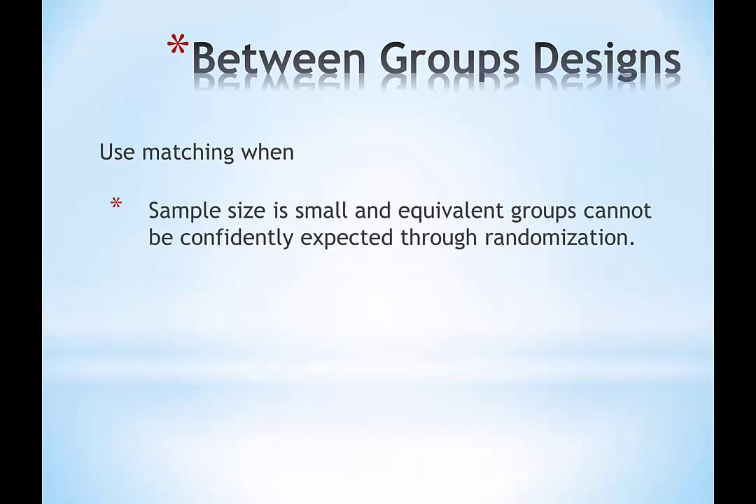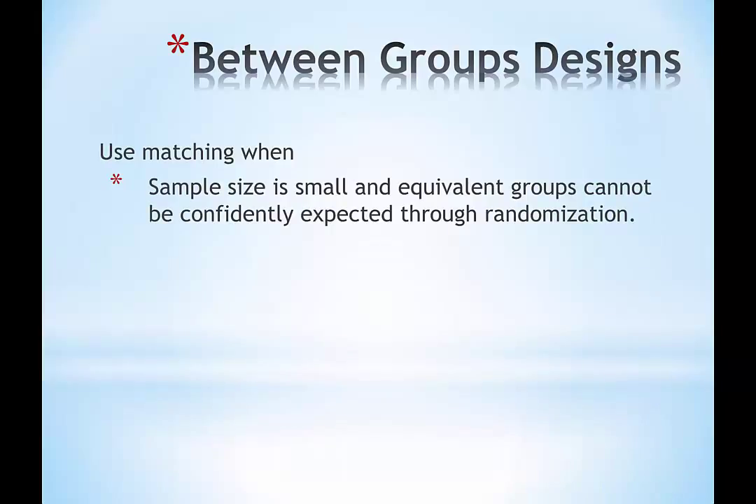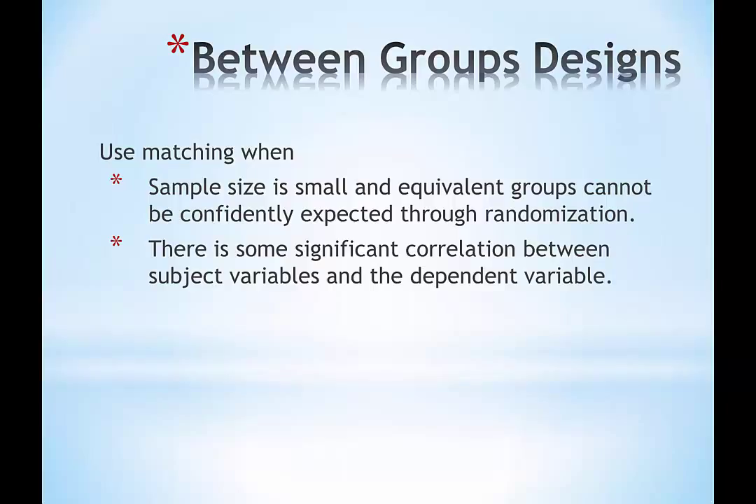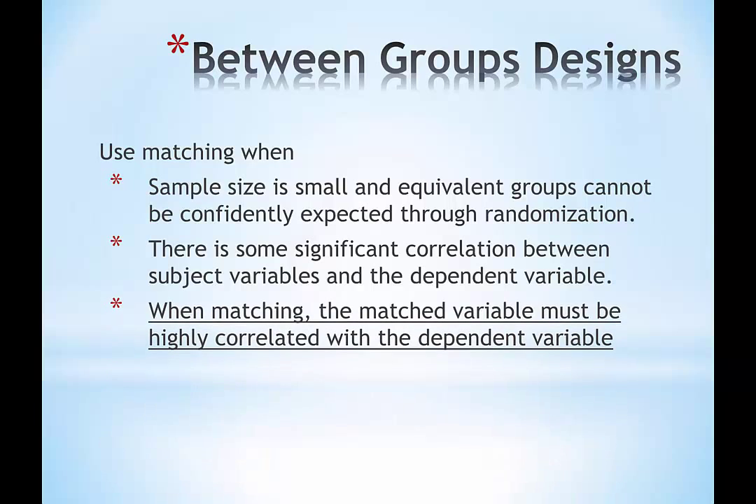So when would you use matching? You might use it when sample size is small and equivalent groups might not be guaranteed so much through randomization. Remember, randomization is good and it works pretty well most of the time, but with a small n, with my 20 participants in my registrar study, I could get 10 heads and 10 tails, and then I'm really in a bind with regard to having roughly equivalent groups before I do my study that's related to GPA. Again, another part of that is that you only want to match on things that are relevant to your study. So if there's some significant correlation or relationship between the subject variables and the dependent variable, that's going to be the time that you want to match.